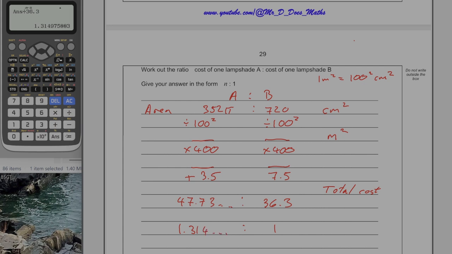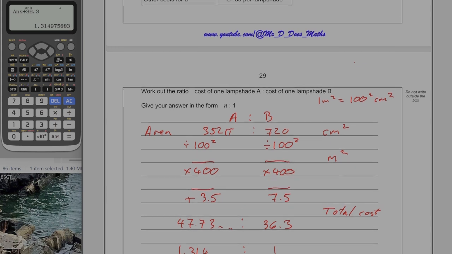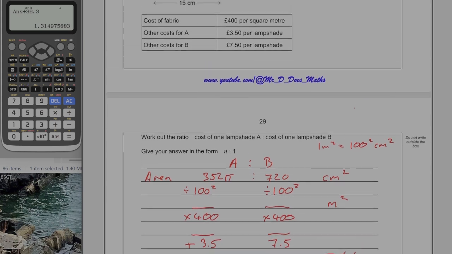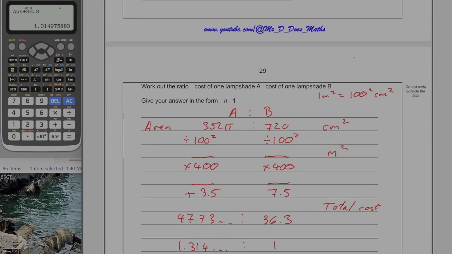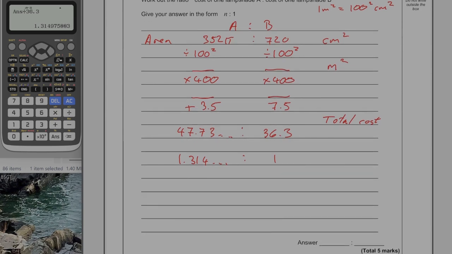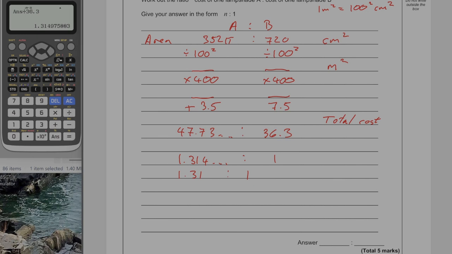I'm just taking my decimals. So I've got this to two, well, it's two significant figures. So I'm going to go one more. So 1.31 to 1.